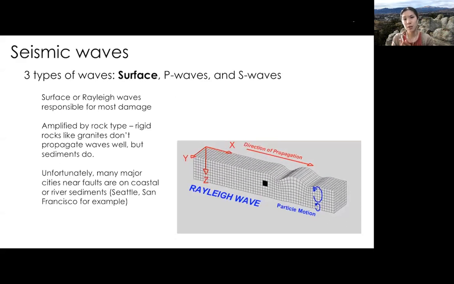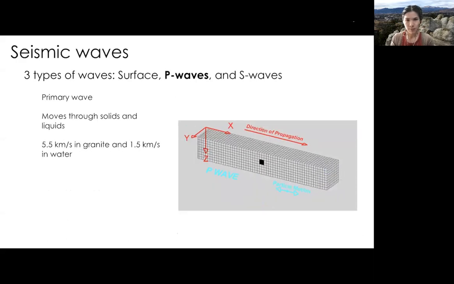This is slightly unfortunate because many of our cities were built near rivers and near ports, and ports tend to have a lot of soft sediment. So hazards from surface waves are a big topic of conversation in places like Seattle and San Francisco, where they pose a really large risk to infrastructure and to people because most of those cities are built on soft sediments.